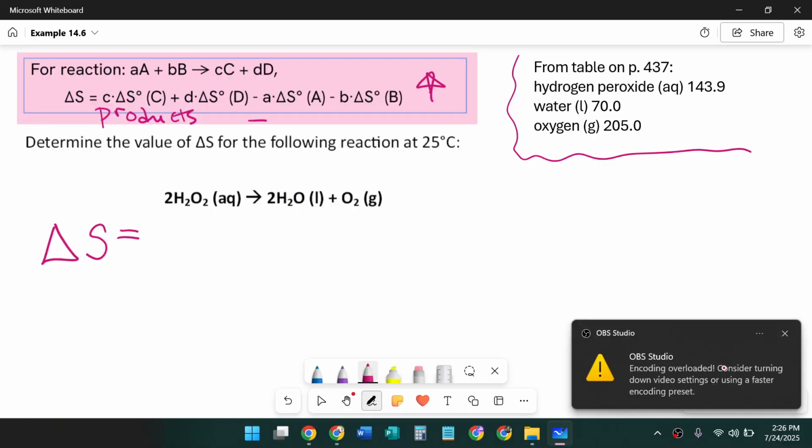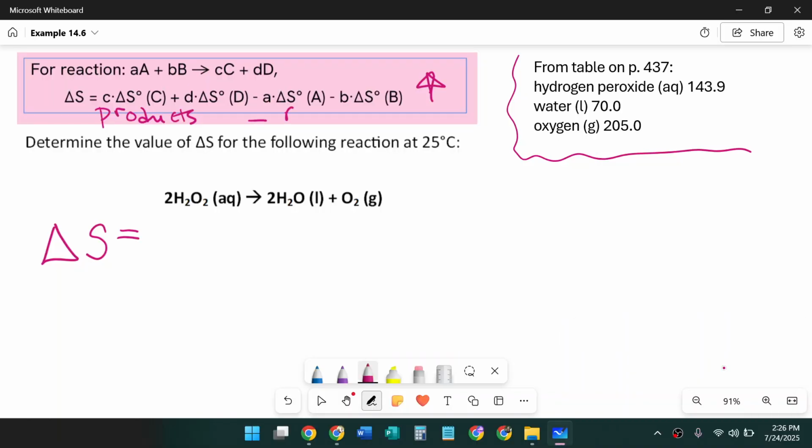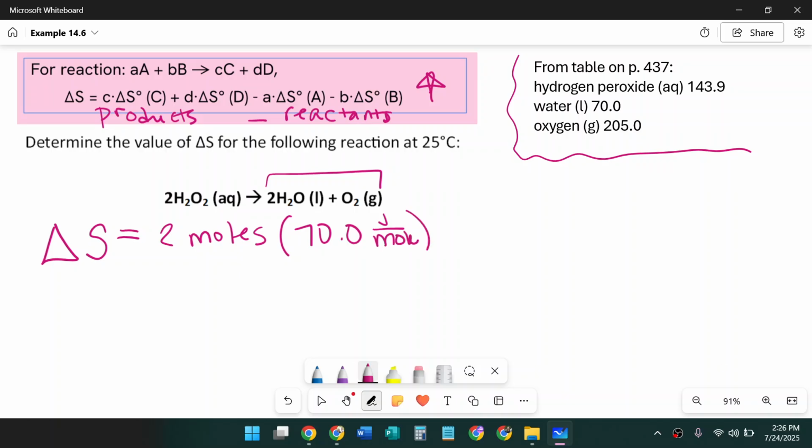absolute entropies and then subtract the reactants. And we multiply each of those absolute entropies by the number of moles that we have going on. And so we're going to start with our products, which is this side. So we have 2 moles of H2O in liquid form, and that one, water, is 70.0. And the unit for that from the chart is joules per mole, which is why I put the word moles here so I could mark out the units. And then we're going to add to that. Next we have 1 mole of oxygen gas.